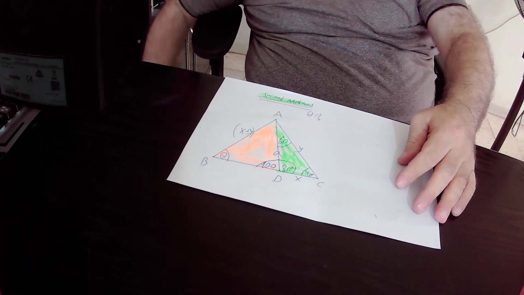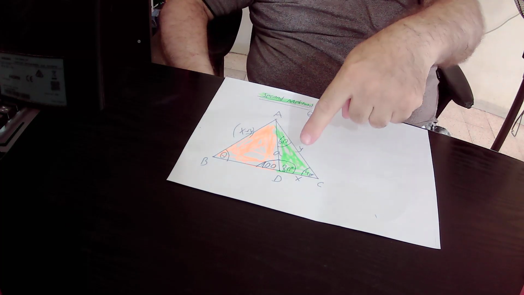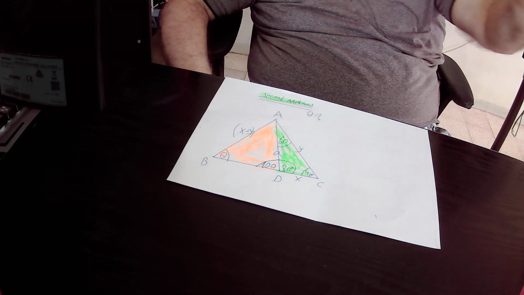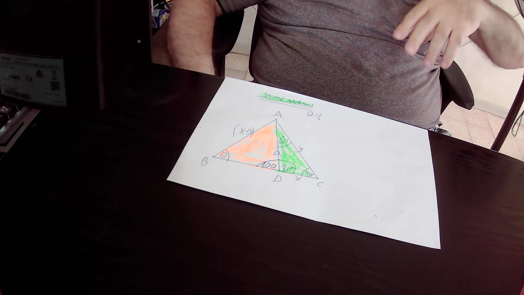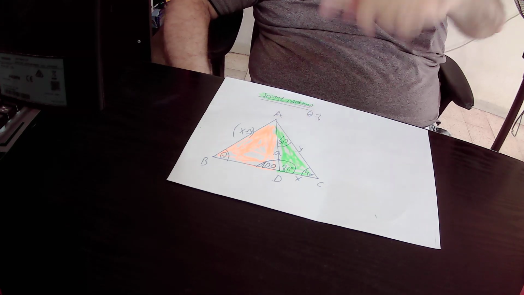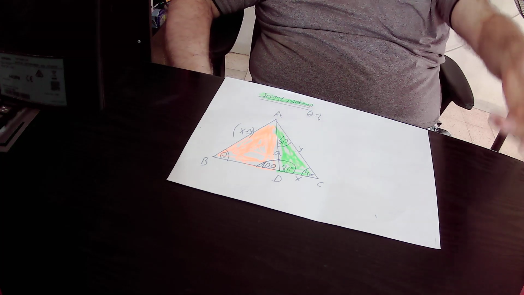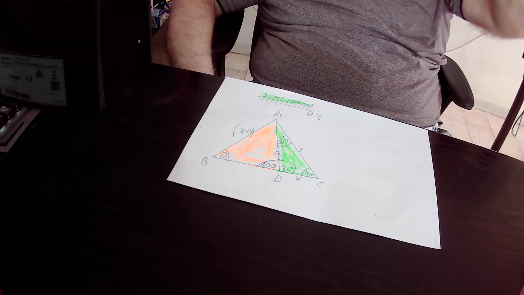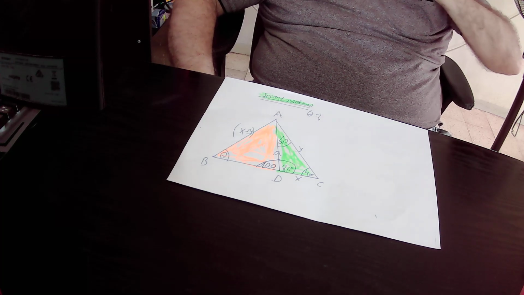In the second method, we focus on triangle ADC. This angle equals 80 degrees. This angle equals 40 degrees. 40 degrees plus 80 degrees, the sum of those two angles, is 120 degrees. So the third angle must be equal to 60 degrees, for 60 degrees plus 120 degrees is 180 degrees. That is the sum of the angles in a triangle.